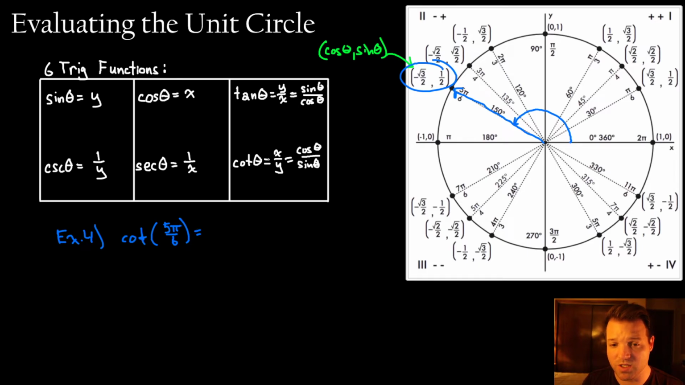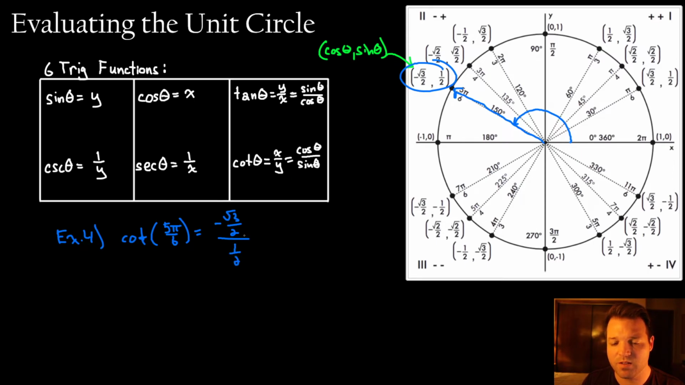Now the cotangent is the inverse of tangent, right? Tangent is y over x. Cotangent is x over y. So I'm just going to go ahead and go straight to that. So x over y is negative root 3 over 2 for the x, divided by the y of 1/2.